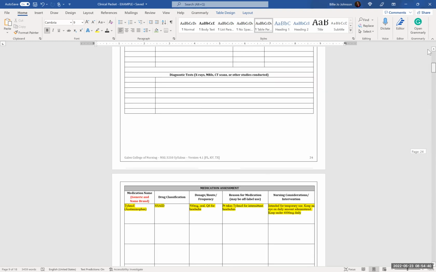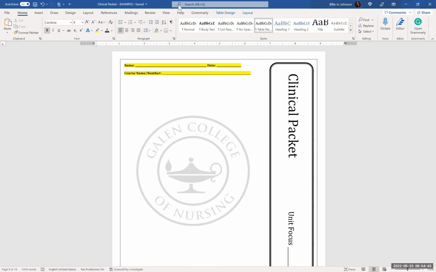But please, any questions, contact me, let me know, contact your instructor, let them know if you have any questions whatsoever, okay, on these packets itself. Hopefully this helps. Quick rundown of what you need to look for and fill out and what you need to do for these packets.